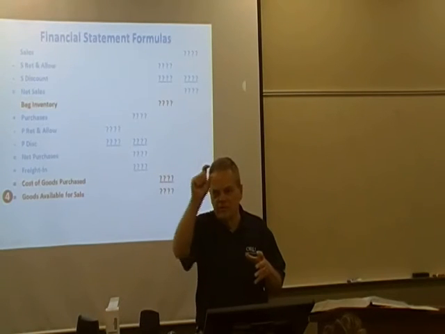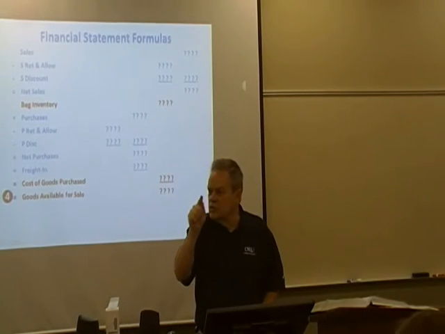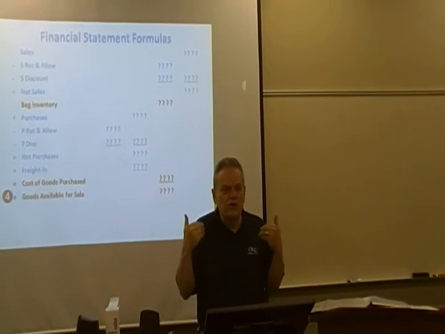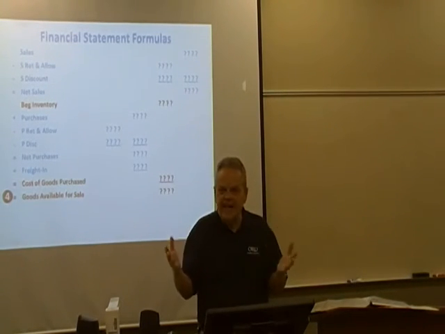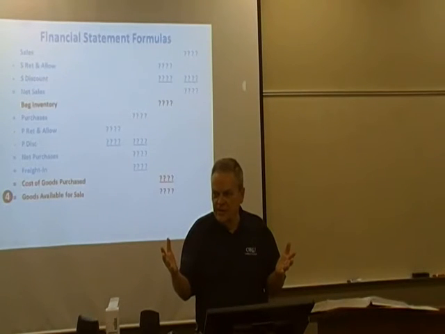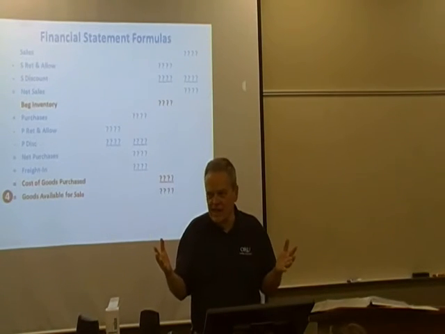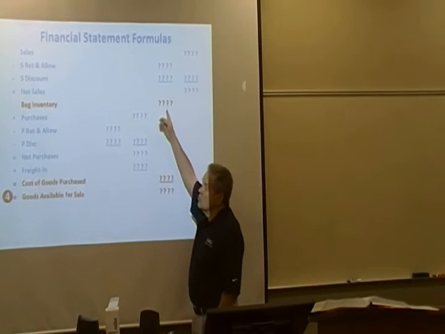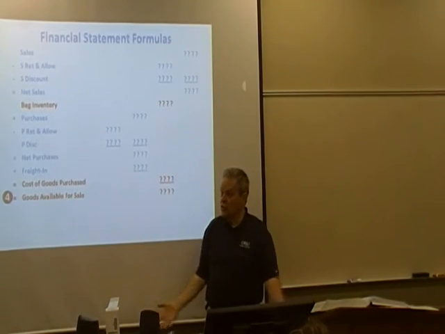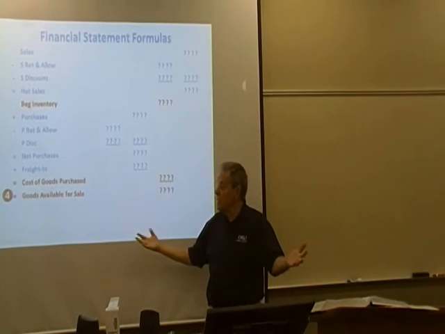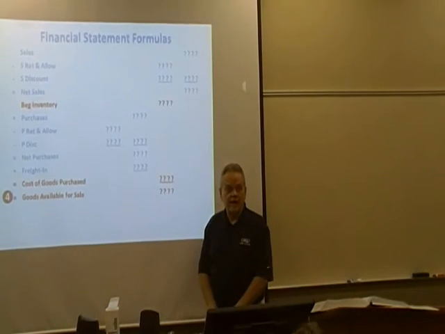Now, these aren't just Scrabble letters dumped in a fishbowl and rearranged, folks. This is a descriptive thing that's trying to talk to you so you don't have to memorize it. Does the expression goods available for sale say anything to you? If I sold anything to my customer, I either sold them something I had to start with or something I've acquired since. These are the goods that are available for sale. That's why we named it that.